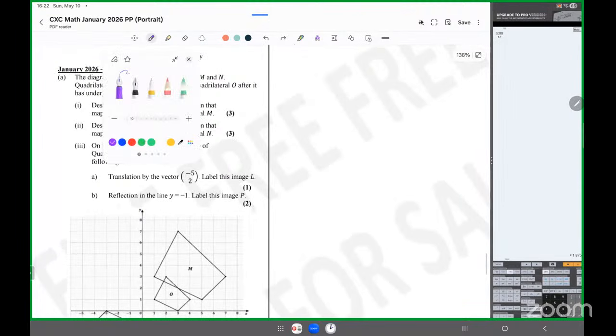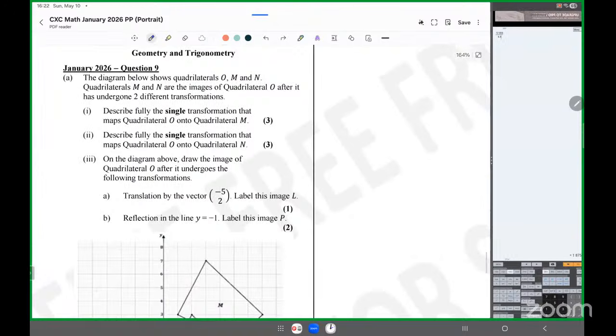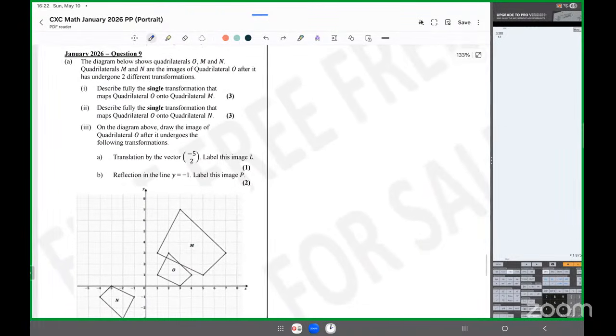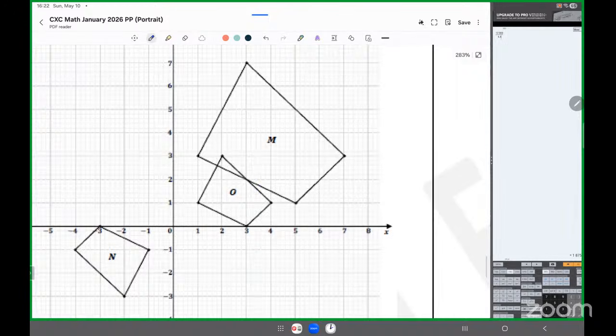Number 9, two questions to go. Number 9 says, the diagram below shows a quadrilateral O, and quadrilaterals M and N are the images of O after it undergoes two different transformations. So what is the original? The original one, O, right? So O over to M and O over to N. So O to N clearly is an enlargement, right? And we're going to figure out what the other one is. Let's see what they say.